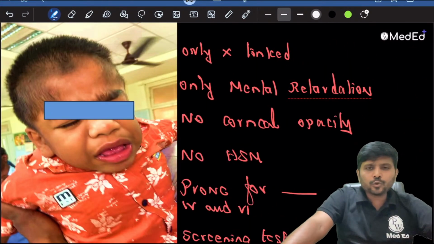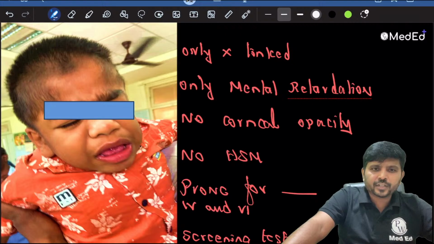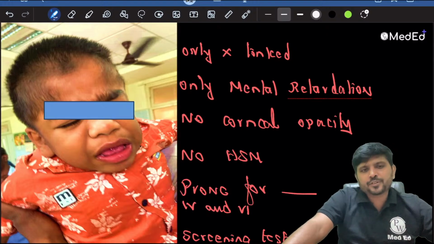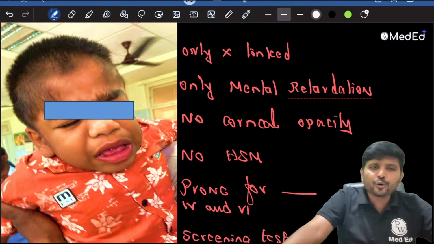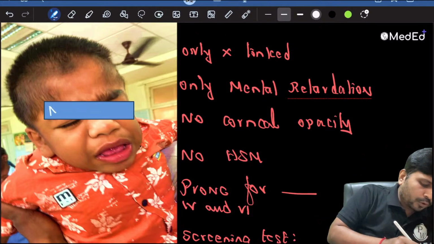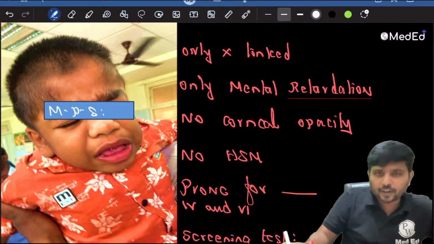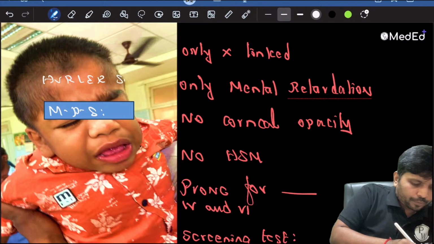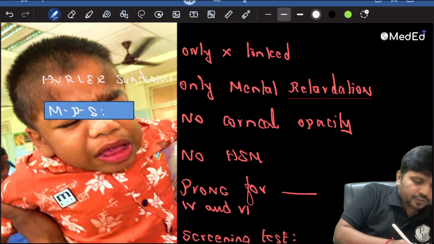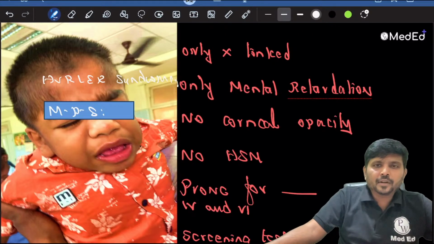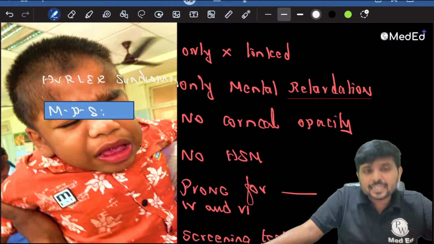Right? So who is this fellow? Coarse facial features, thick lips. The guy has got coarse facial features, thick lips, and then thick eyebrows. What is this condition called as? This is mucopolysaccharidosis. For you, it is nothing but Hurler syndrome. Coarse facial features, thick lips, large mouth, large tongue.